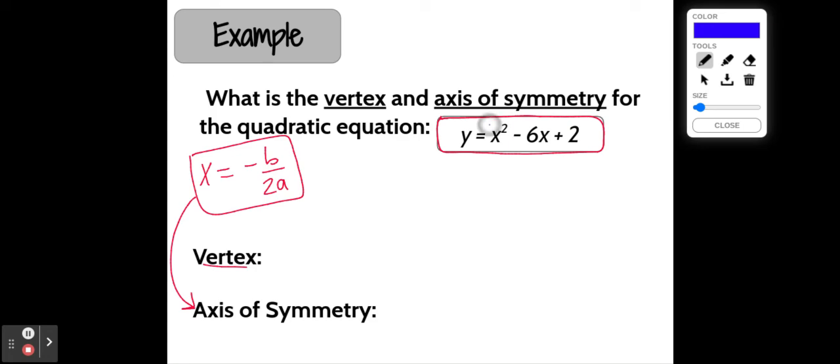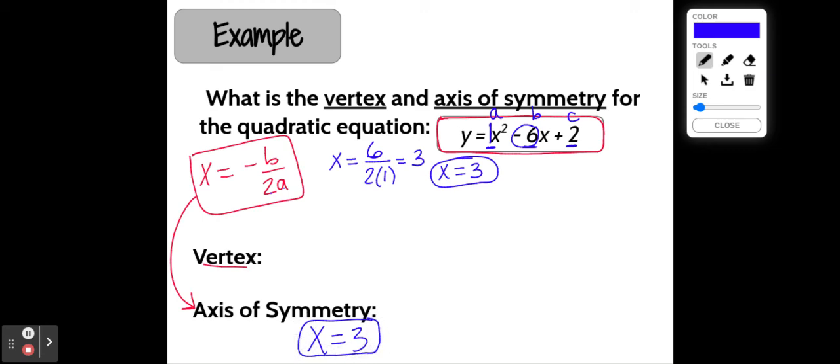Okay, so this is our a. Our a is 1. Our b is -6, and our c is +2. So x equals -b. Now, if the b is -6, -b would be the opposite of -6, which is +6. And I want to divide that by 2a. So 2 times a, which is 1, and that's going to give me 3. So I get x equals 3. Okay, so that's the axis of symmetry, you guys. x equals 3.